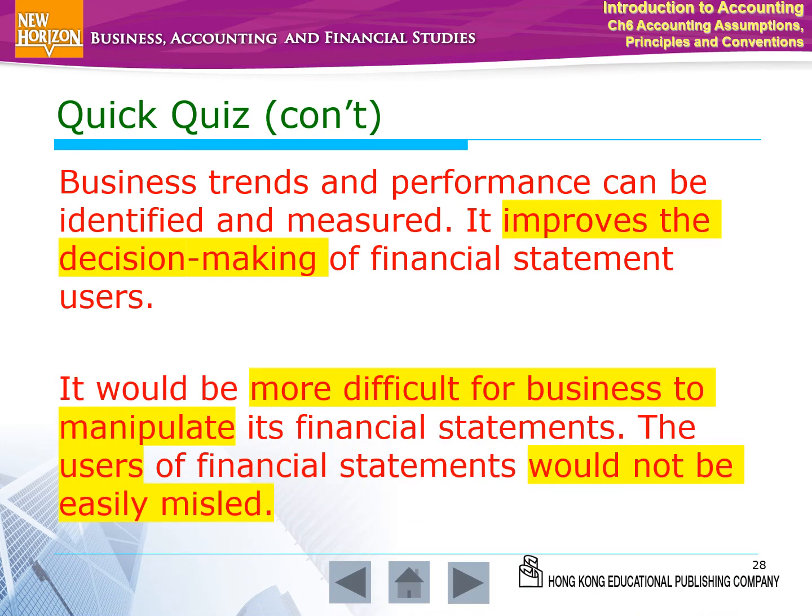It would be more difficult for the business to manipulate its financial statements because once we consistently use a certain accounting policy or method without good reason, you cannot change it. So the manager or the financial manager, accountant of the business cannot change the method in order to show a better result to get more reward by the senior managers. So the users would not be easily misled.